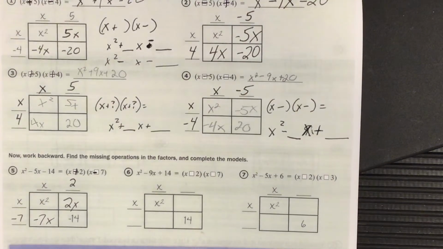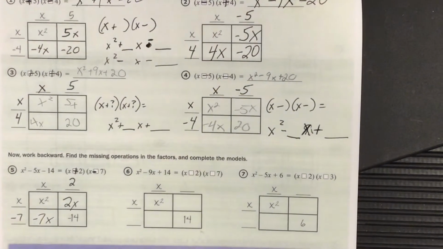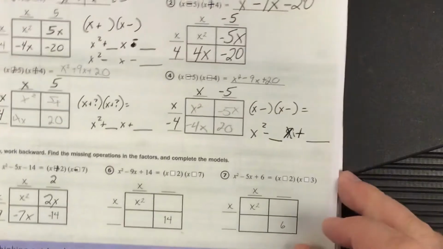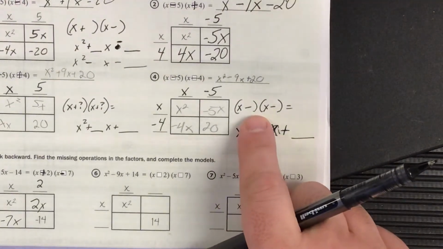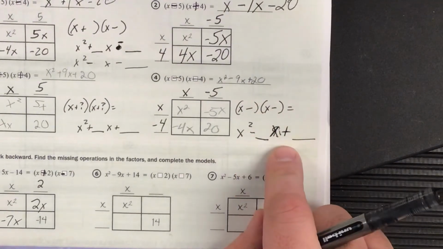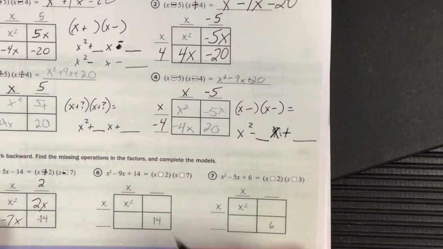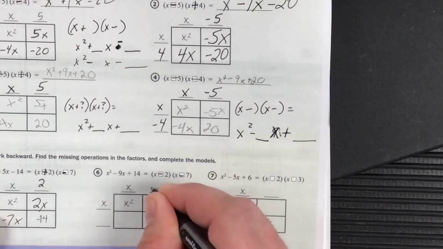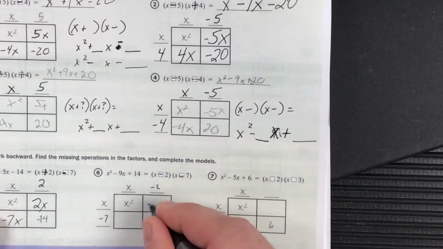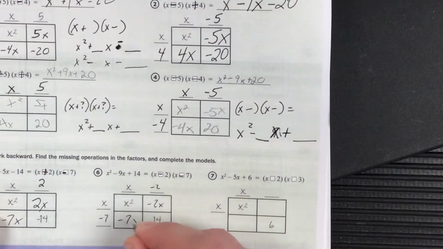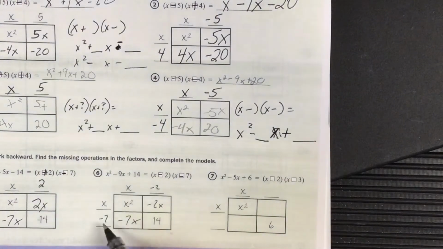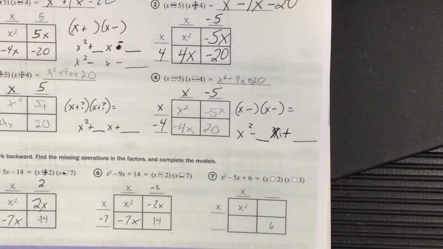All right, number 6. Mel, what do you think? Negative, negative. They're both negative, following this pattern right here. Middle is negative, but the end is positive. They are both minus. Negative 2, negative 7. That's how you get the negative 9. Two negatives make a positive 14.